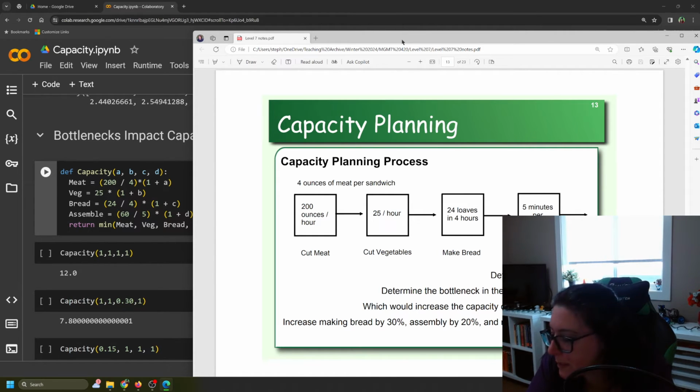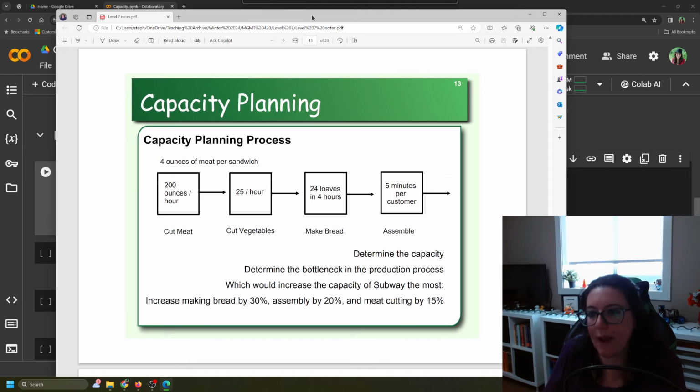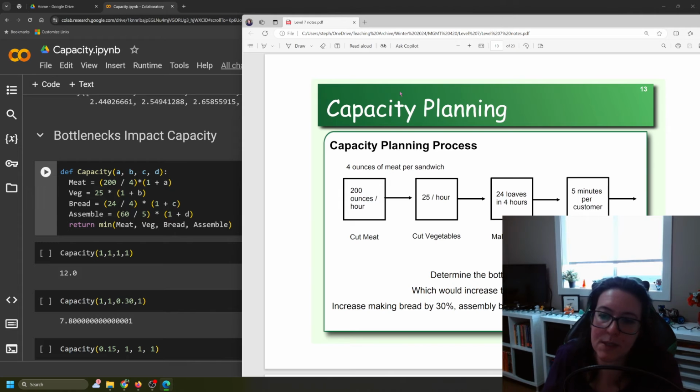Then our last piece here is the assembly time. It says that it takes 5 minutes per customer. To figure out how much per customer, let's assume one customer per sandwich, just to simplify life. Anytime you make assumptions on anything, write them down and specify them, because if those assumptions need to change, then your calculations need to change. So we take 60 minutes in an hour, divided by 5 minutes per customer. We can figure out exactly how many sandwiches per hour for the assembly. And because we want to be able to do some scenario testing, again, let's multiply it times 1 plus D.